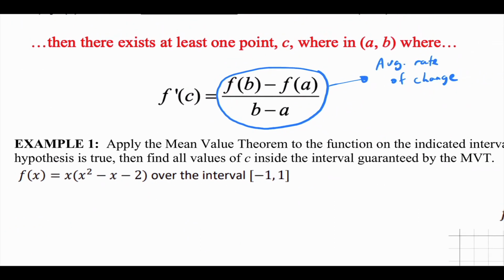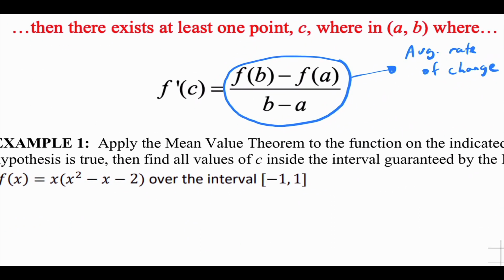Okay? So we have to do two things. Find the derivative and find the average rate of change, set them equal to each other. When we do that, we got our answer. Okay?